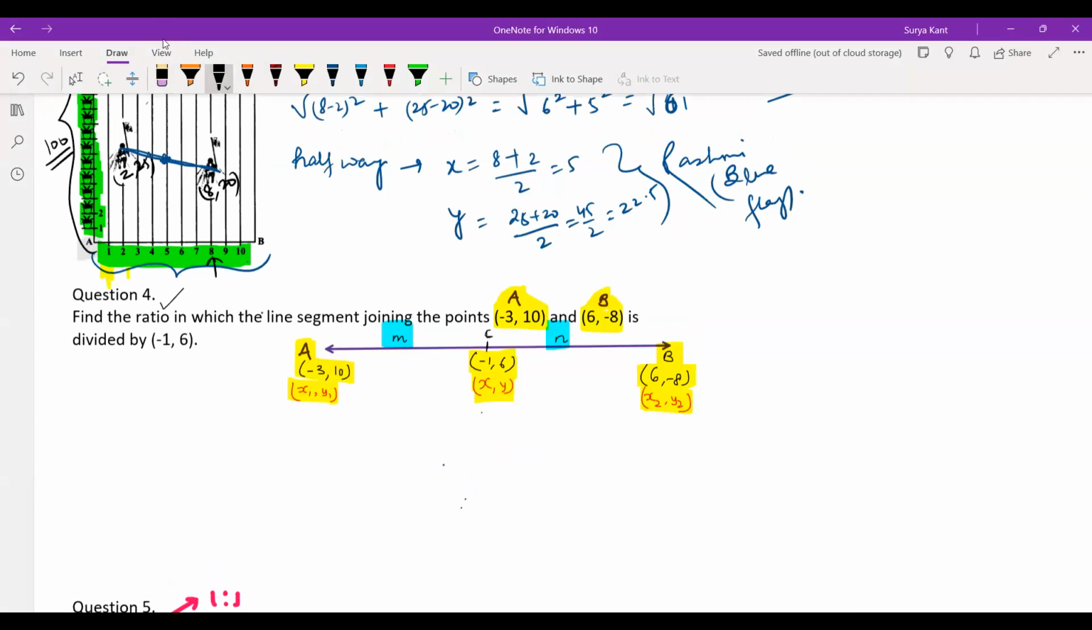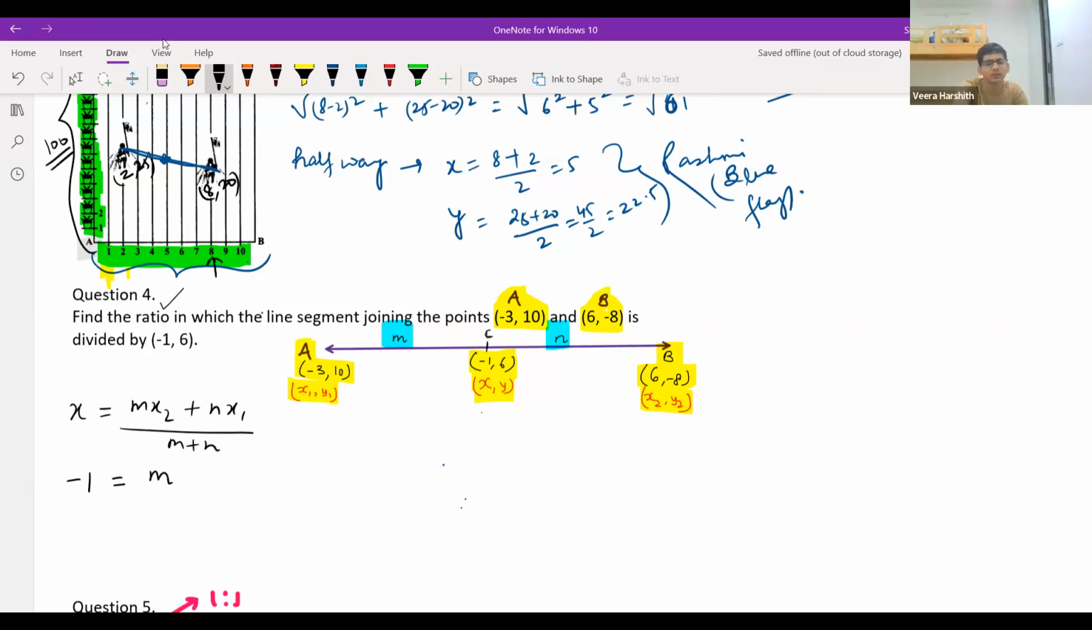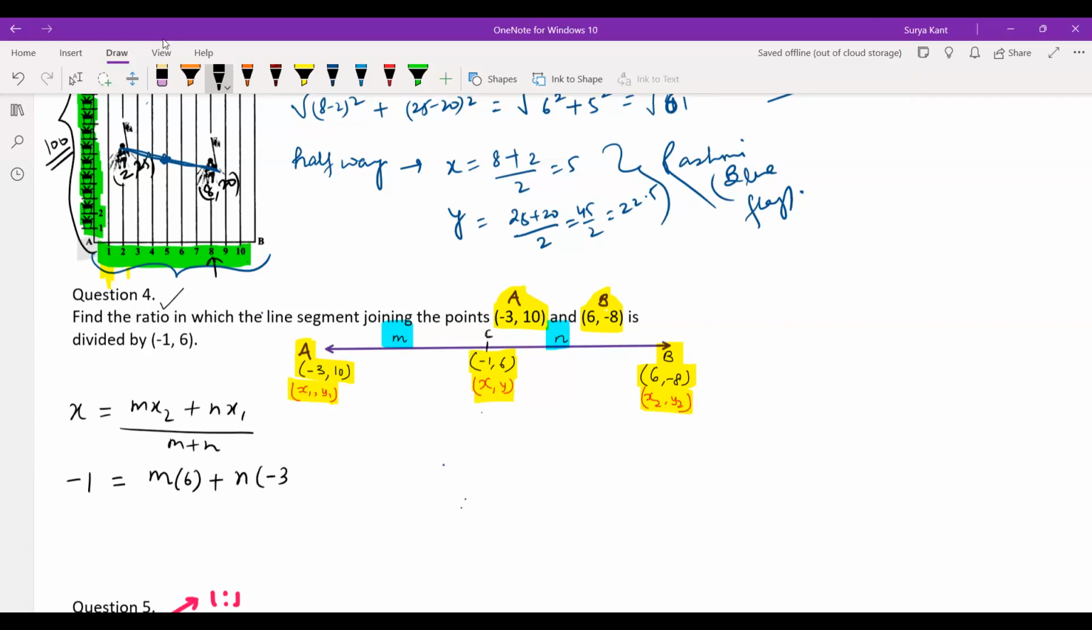You want to do this question only, right? Yes, sir. Simply you should write the x formula and put all the values. So x is equal to (mx2 plus nx1) divided by (m plus n). So what is x, Harshit? -1 is equal to m as it is, you write -3. Sorry, 6. 6 plus n into -3, divided by m plus n. After that, what will you get? -m minus n is equal to 6m minus 3n, correct?